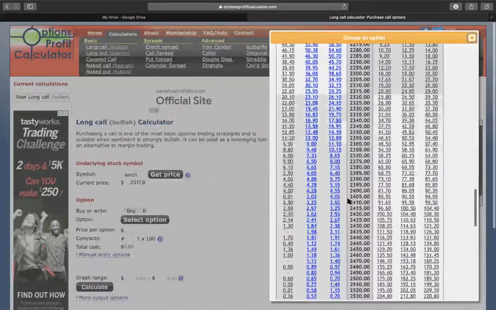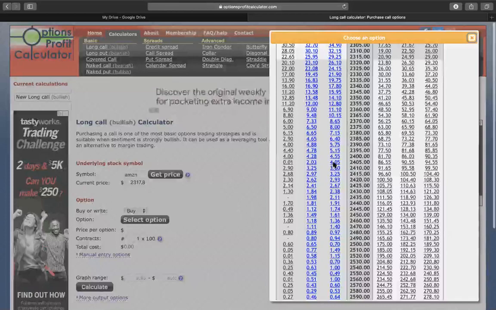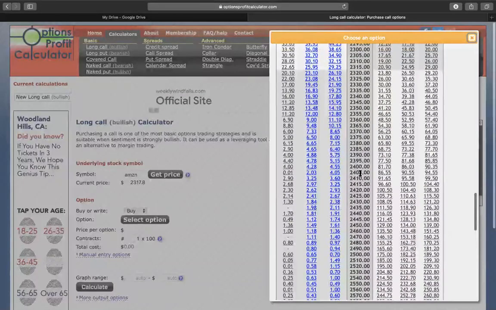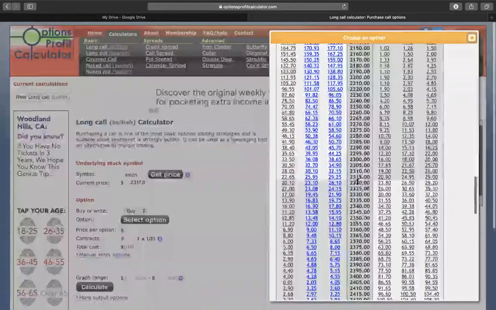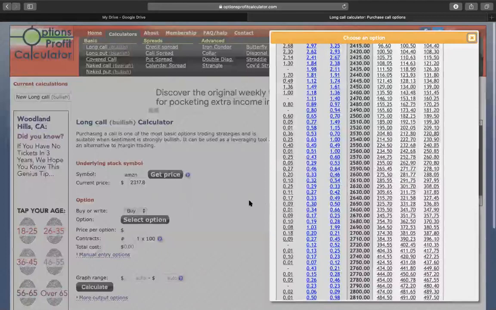Maybe you want to go down here and buy this one or this one. You're like, oh my gosh, this one is cheap. I'm going to buy this one. This is $4, meaning I'm paying $400, right? But just look at the strike price. Again, I'm going to go over this later on, but I'm just showing you. If you look at the strike price, 2,400, it's like $100 away from where Amazon is at right now.